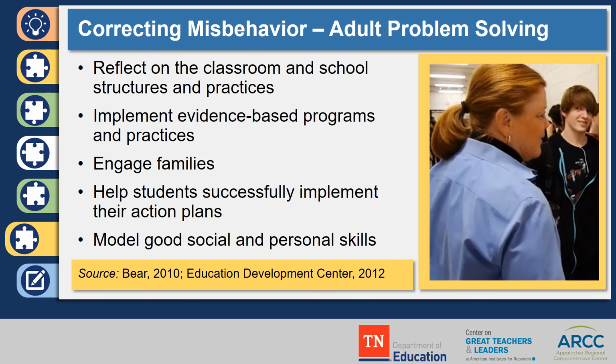Because student behavior is set in context, it's also important for adults to take some responsibility for student behavior. You and your colleagues can reflect on the classroom and school structures and practices that support or hinder student behavior. For example, you may want to review the disciplinary policy of the school to ensure it reflects student-centered disciplinary practices. In addition, you can collect data from students about how they perceive the learning and disciplinary environment in the school.